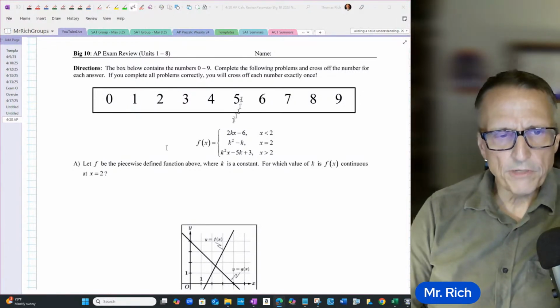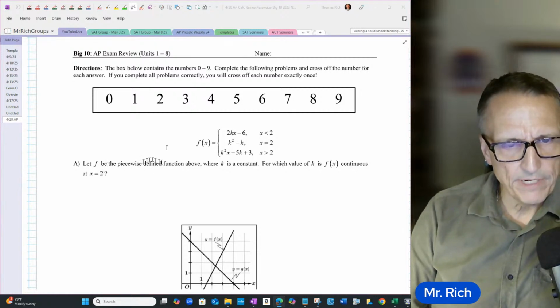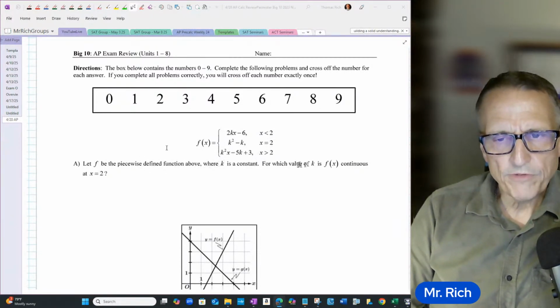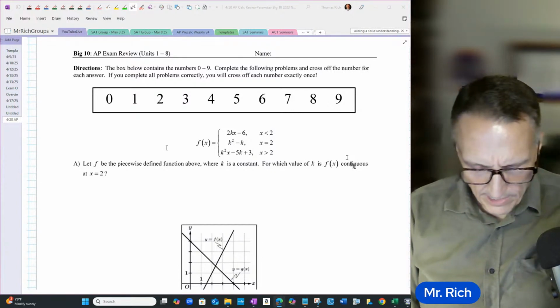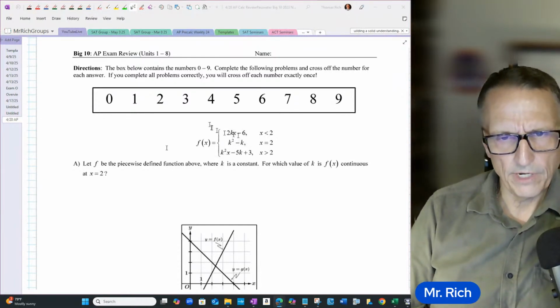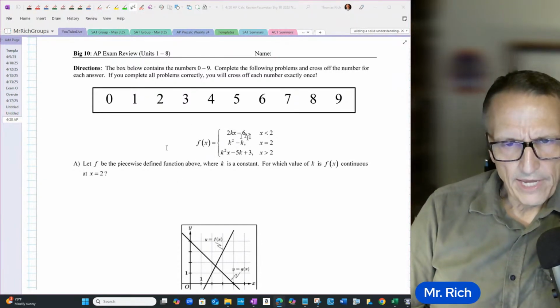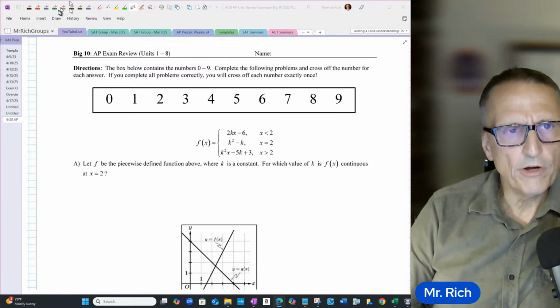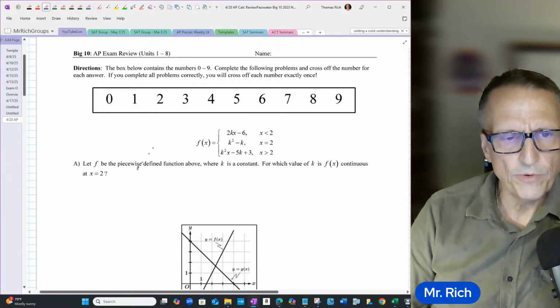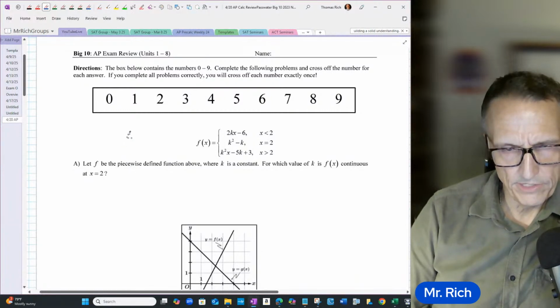So the first question is a piecewise function. It says, let f be the piecewise defined function above, where k is a constant. For which value of k is f of x continuous at x equals 2? Well, in order for us to determine what k has to be, what they want to see on your free response questions on the AP exam is they want us to actually use limits here.